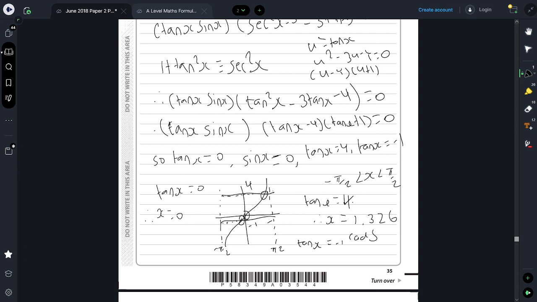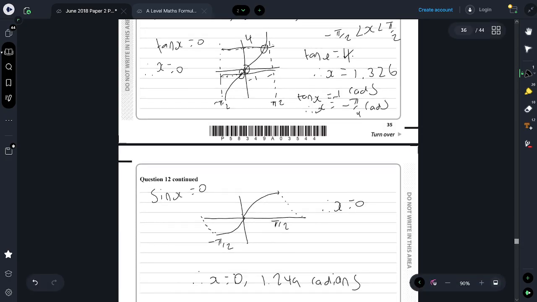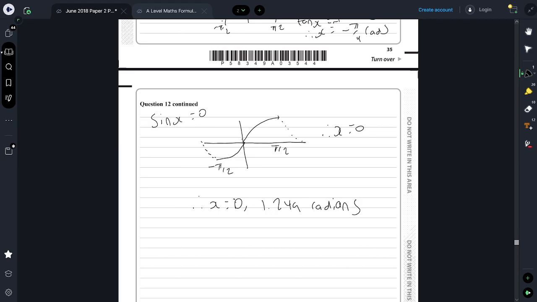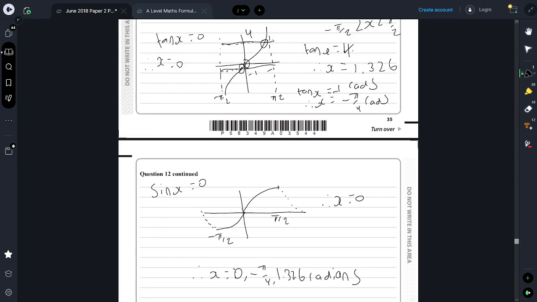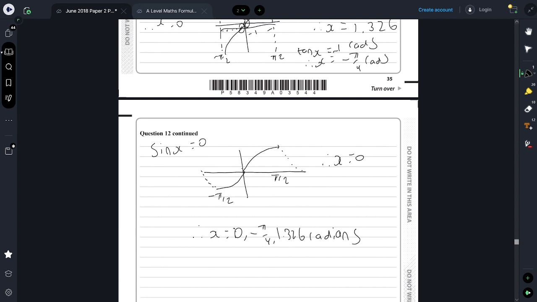Only one solution each in the range. So tan x is minus 1 would mean x has to be the arctan of minus 1, which gets you minus pi over 4. Now that's exact, so you don't need to do anything with that. And actually, we didn't have to do much to adjust it. So our final solutions are 0, minus pi over 4, and 1.326 radians. Hopefully that should be the right answer this time.